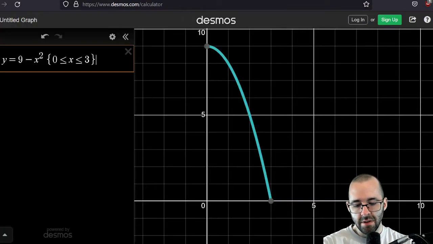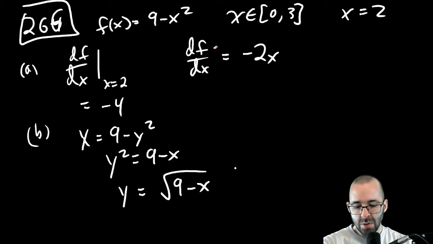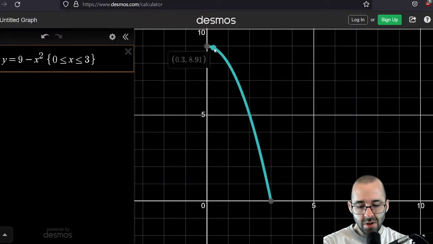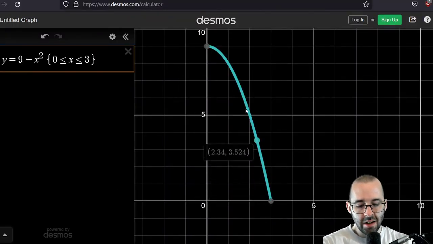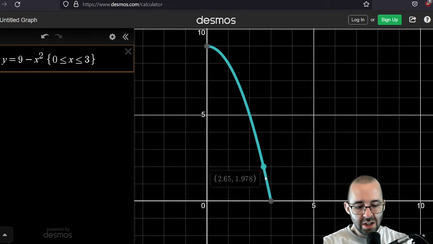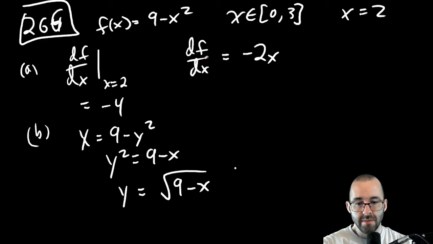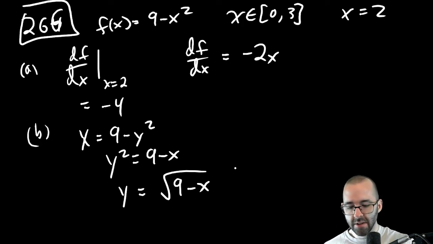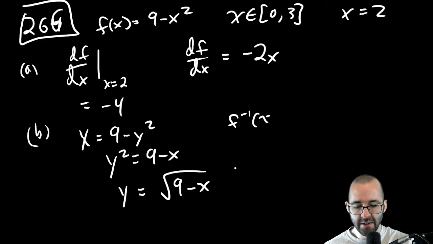Because, look at our graph. The y is equal to the positive version. We're dealing with all positives right here. This gets much easier with this domain restriction. This is our inverse function. So we're going to fully answer this question by saying the inverse function is the square root of 9 minus x.